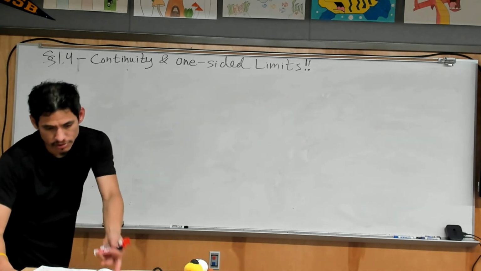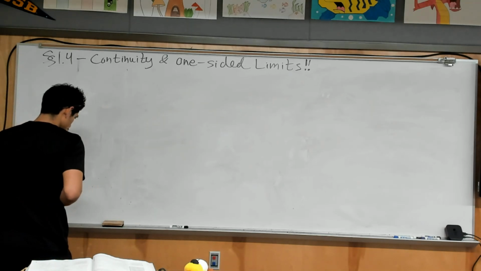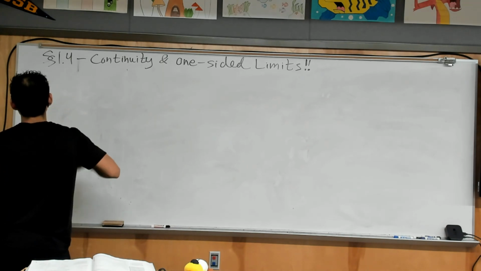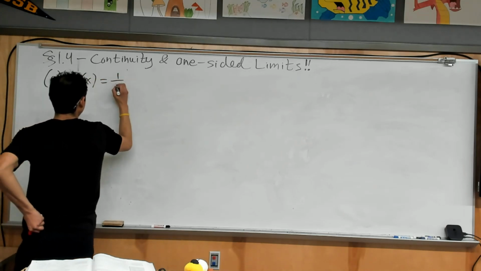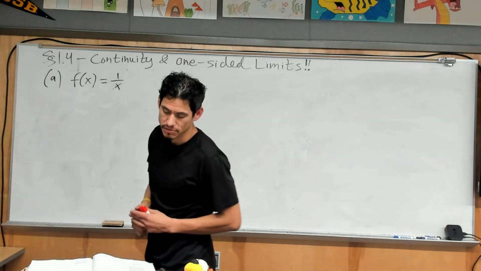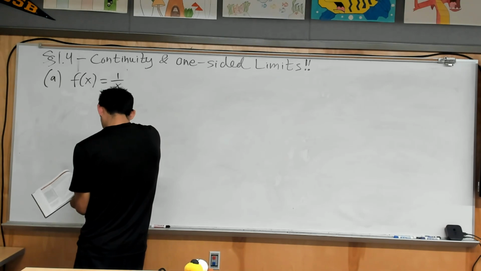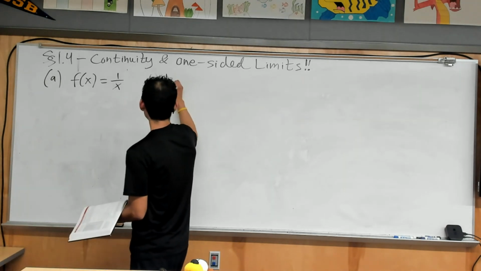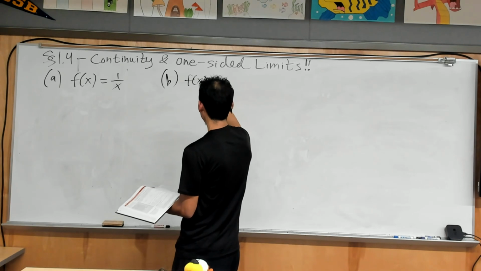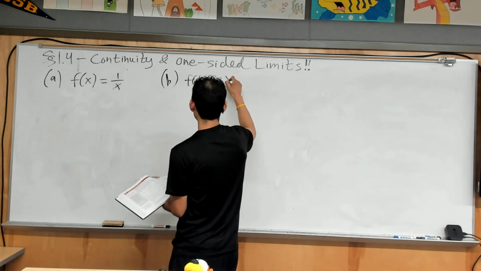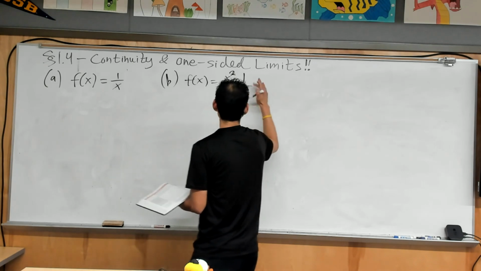So the first one we're gonna use, we're gonna go over f of x equals 1 over x. The next one we'll have, for b we'll have f of x will be x squared minus 1 over x minus 1.